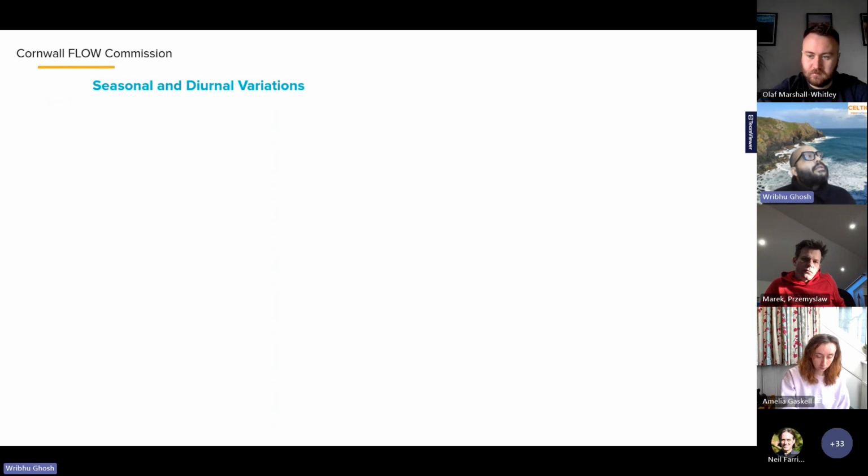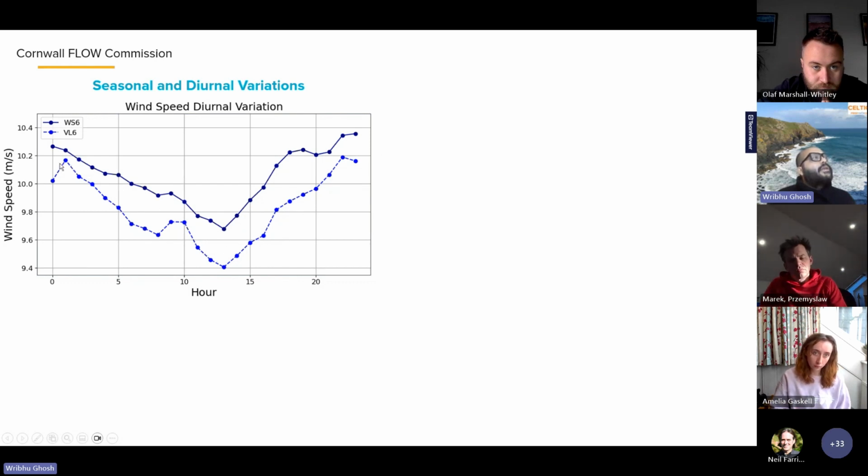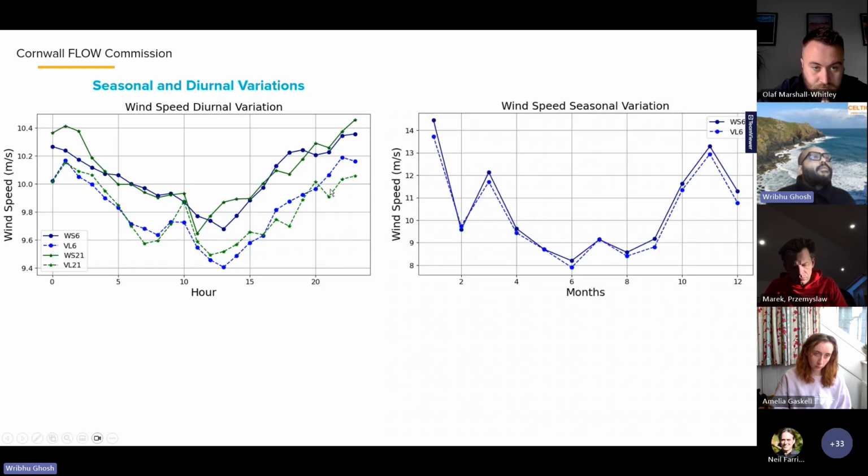Coming to the seasonal and diurnal distribution, this is the diurnal variation of WinC 6 in the dark blue line, and the same for the Vortex LES data run for the WinC 6 location. You see, it pretty much successfully captures the variation, and at no point is the model predicting higher than measured; it is consistently under-predicting throughout every hour of the day. We have similar observations for the other one. This is the seasonal variation, and it captures that as well.